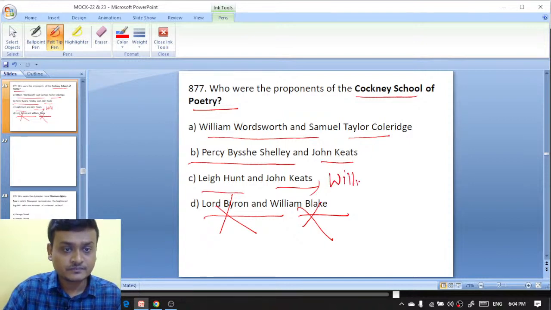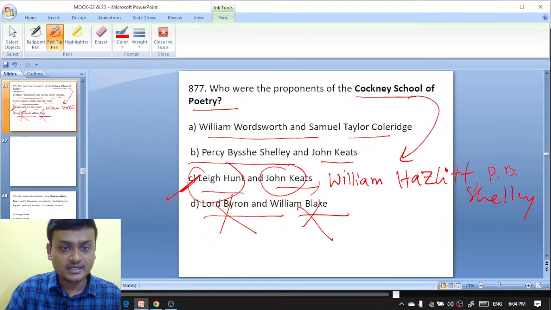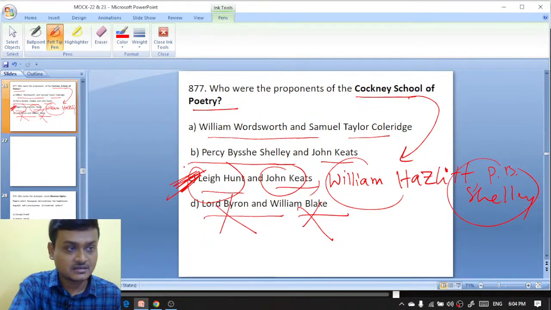Okay, William Hazlitt. I'm adding another option, William Hazlitt. So also P.B. Shelley, adding these options. So P.B. Shelley. So here C is the right answer. Of the Cockney School of Poetry, Lew Hunt, John Keats, William Hazlitt, and P.B. Shelley are all collectively known as the Cockney School of Poetry. So here C is the right answer.